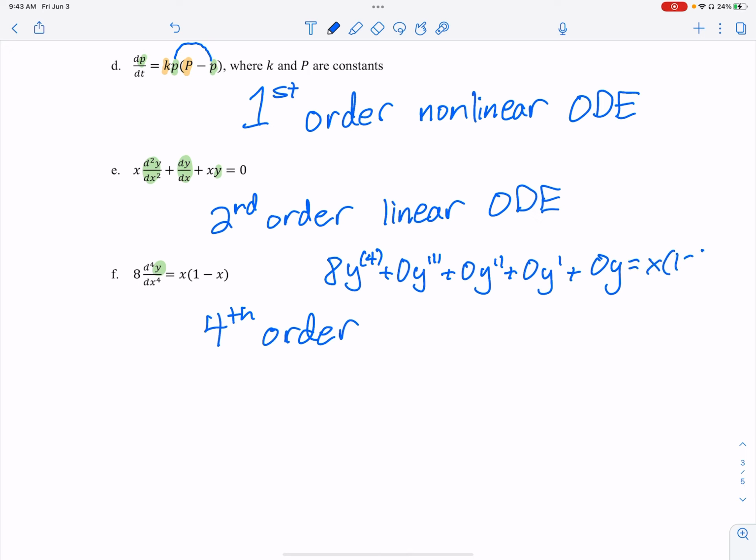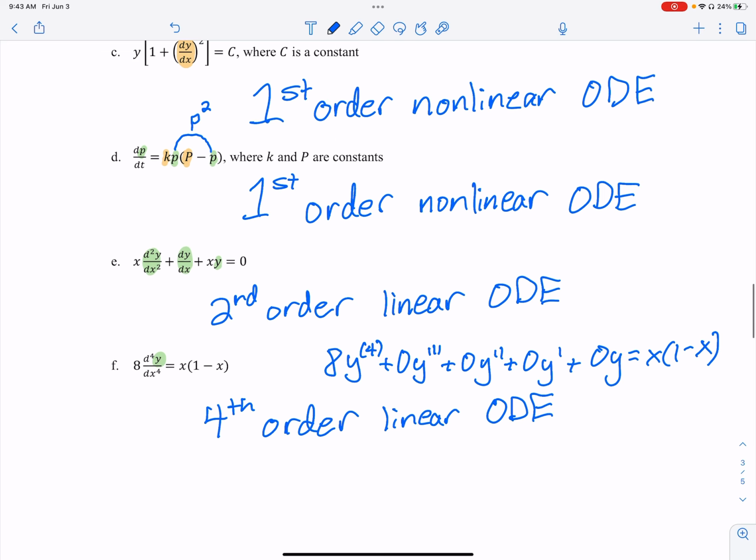And that was totally legal for linear equations. So this is linear. We can be missing terms as long as we're not multiplying by our dependent variable anywhere except for the derivatives and the function itself. We'll get the linearity part. So this is a fourth order linear ODE.